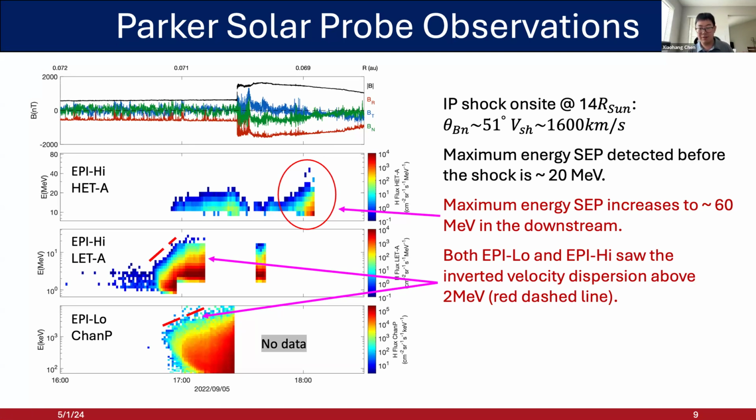Another interesting feature is that before the shock, in the upstream, the maximum energy of these SEPs is about 20 MeV. But in the downstream of the shock, after the passage of the shock, the energy even increases to about 60 MeV, which we can't explain with regular DSA theory, because nothing can accelerate particles locally in the downstream from 20 MeV to 60 MeV. That's really a large energy jump.